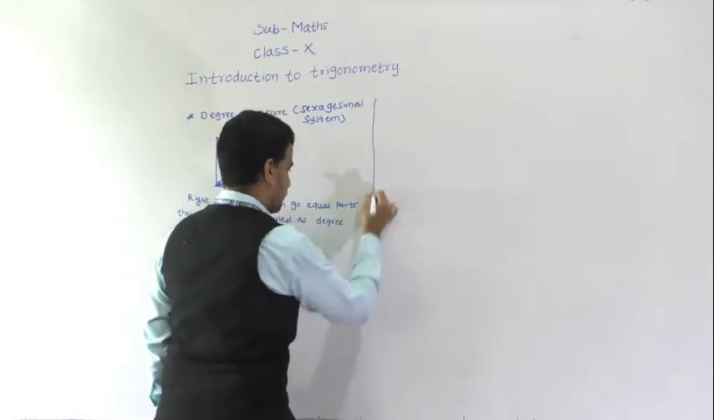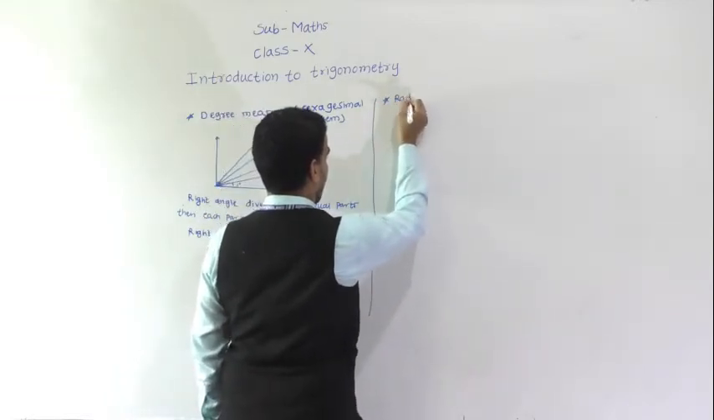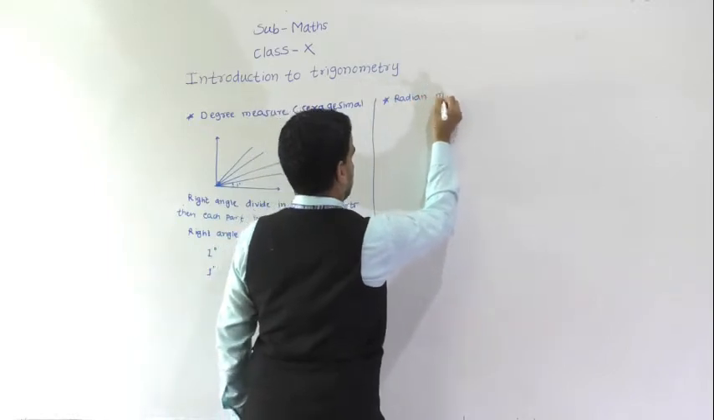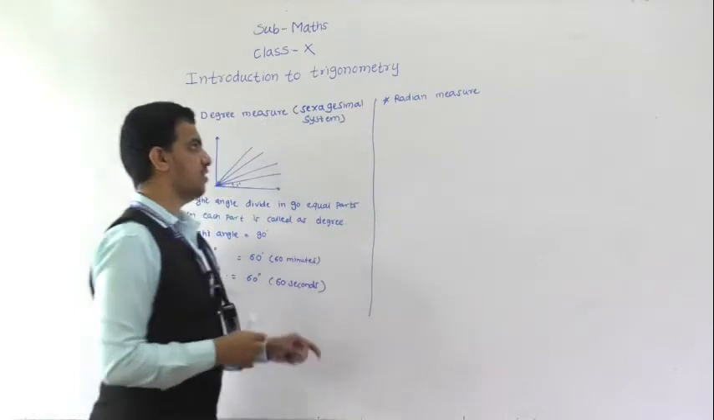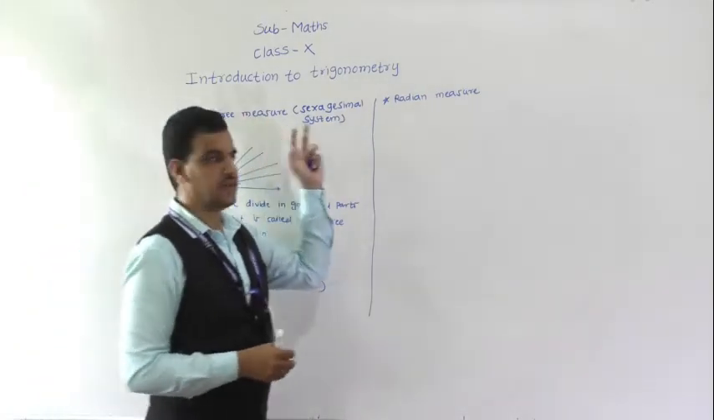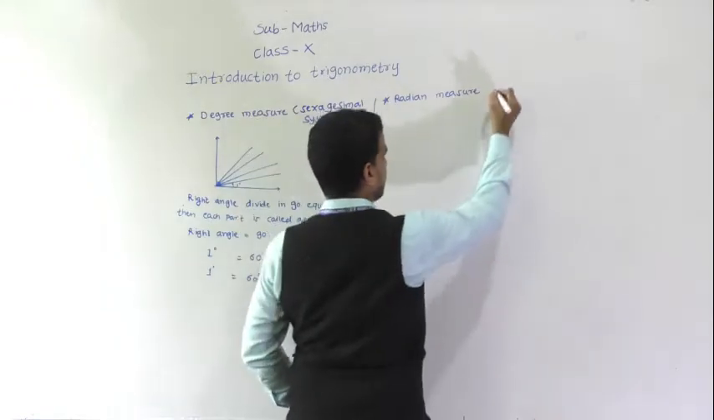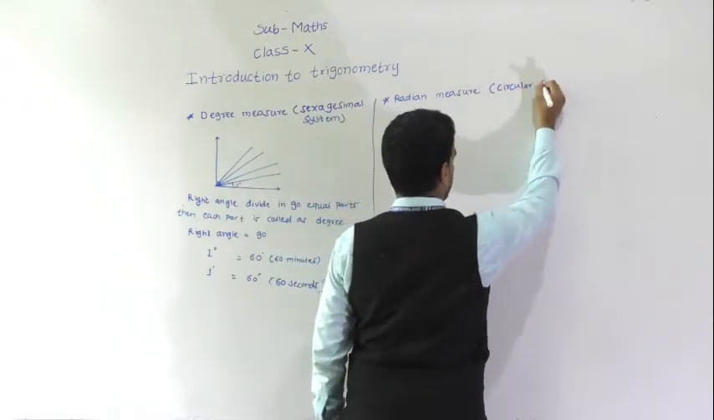Another one is radian measure. Mostly we are using these two. There is another one, but mostly we are using degree measure and radian measure. Radian measure, another name is circular system.